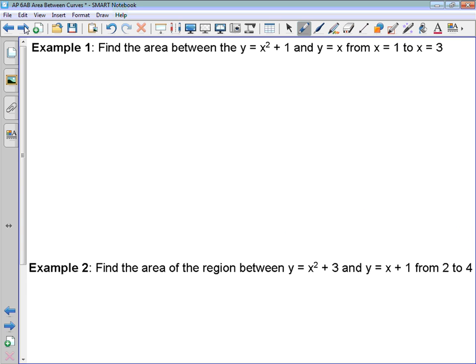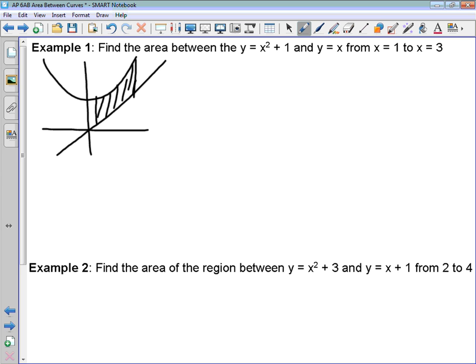So let's take a look at an example here. Find the area between y equals x squared plus 1 and y equals x from x equals 1 to x equals 3. So we're given our two functions, and we're given our limits of integration from 1 to 3. So what would this one look like? If I do a quick sketch over here, our first one is a parabola. Our second one is a linear function going kind of like this. So the region we're finding the area of looks something like this. Okay, going from 1 to 3.